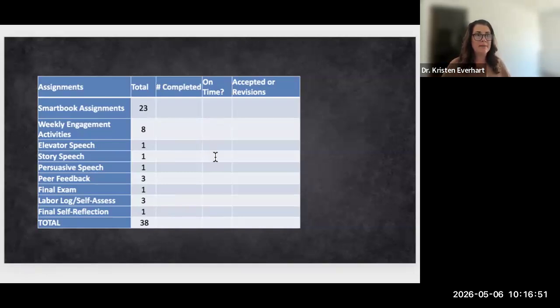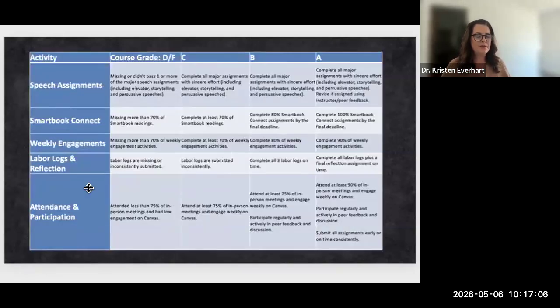Did they turn in on time? So this is that persistence component in labor-based grading. And then was it accepted or are there revisions required? Did they complete the revisions? So I give them this table to help keep track of where they are in the class. And then these are what the contracts look like.